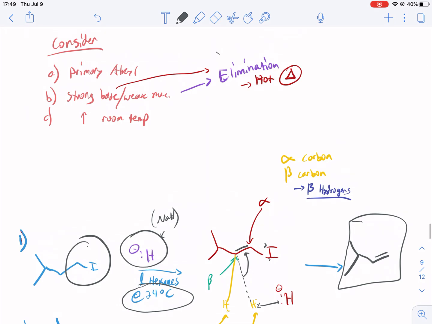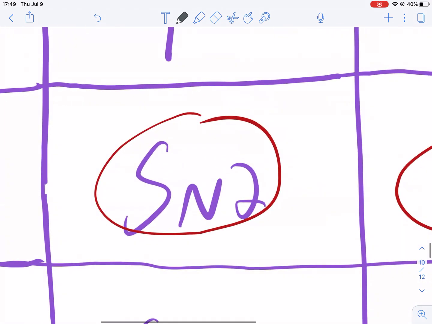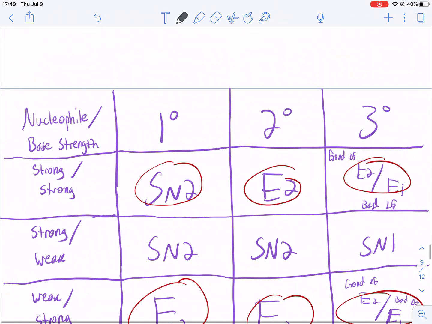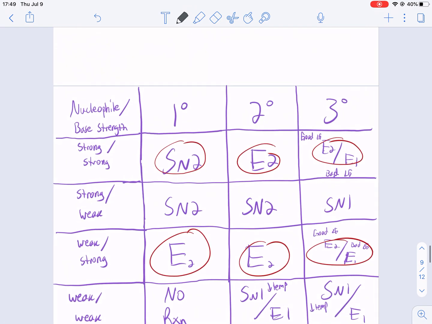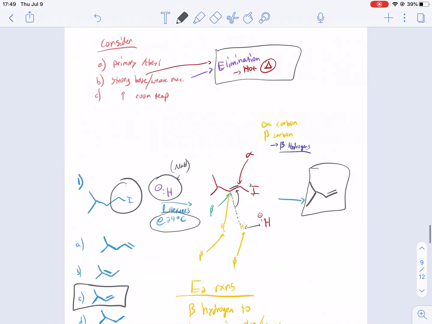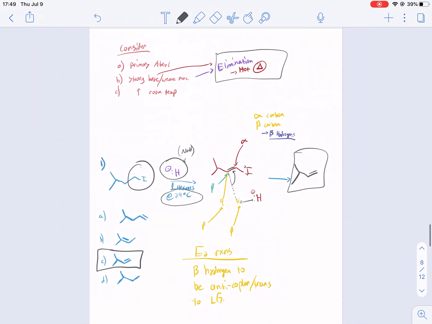Oh, and also, elimination is when it's warm or hot, and substitution is when it's cold. And like we said before, if you have a strong base, you're more likely to have an elimination reaction. Again, you don't have to have one. Like we said here, with this one, strong nucleophile, strong base, this is going to be an SN2. But this is the outlier among the ones circled. So that's how I break these down. Again, this is an E2 reaction.